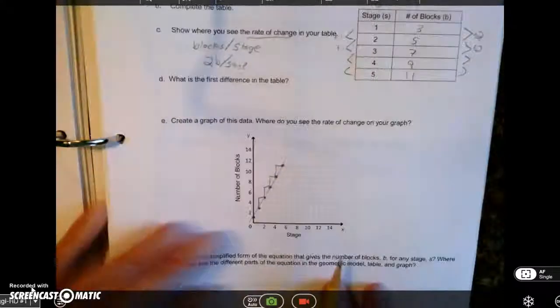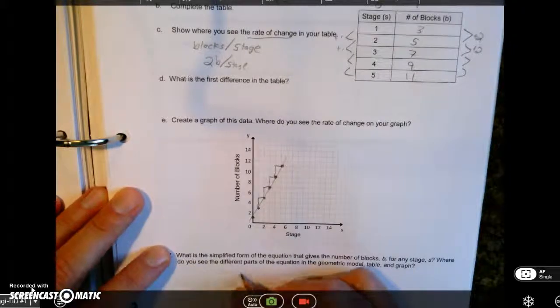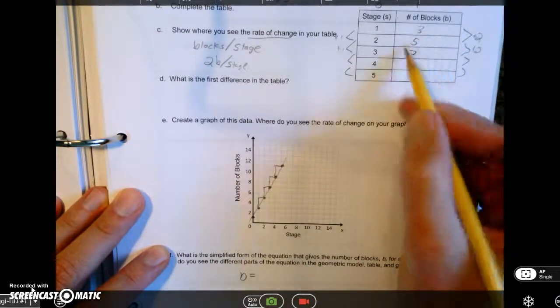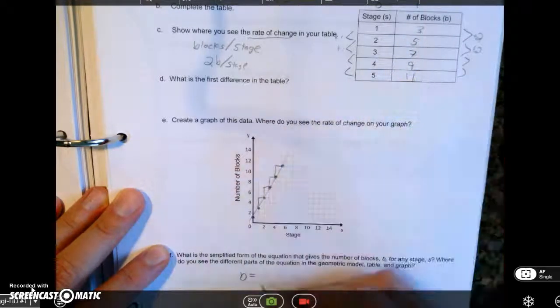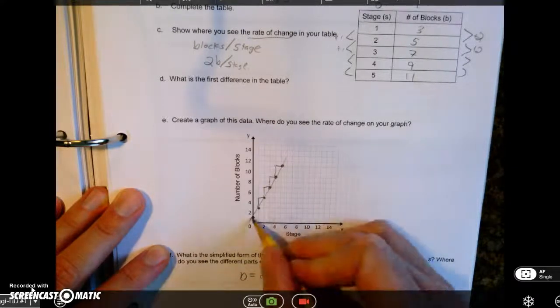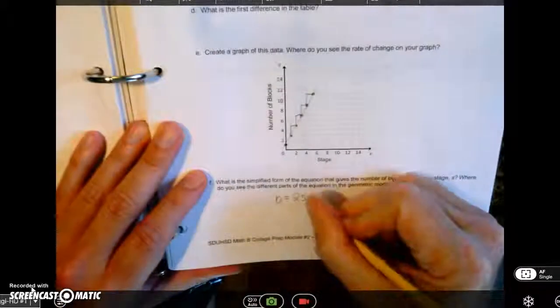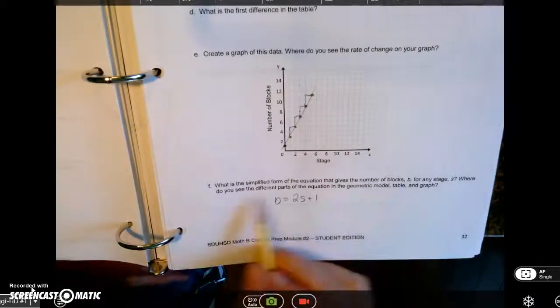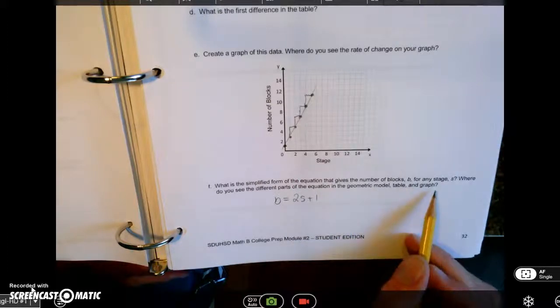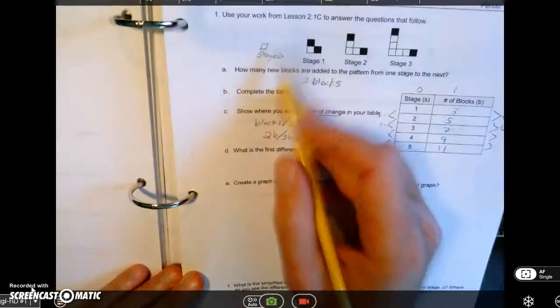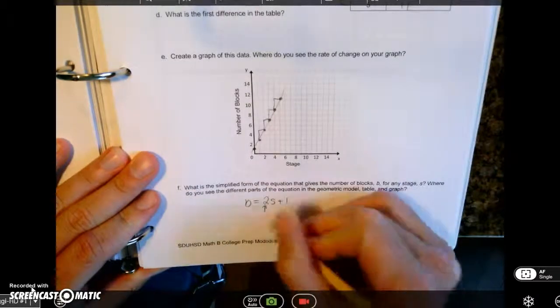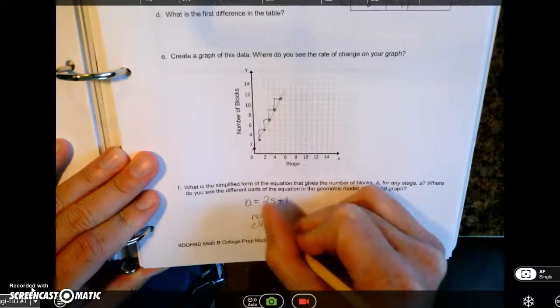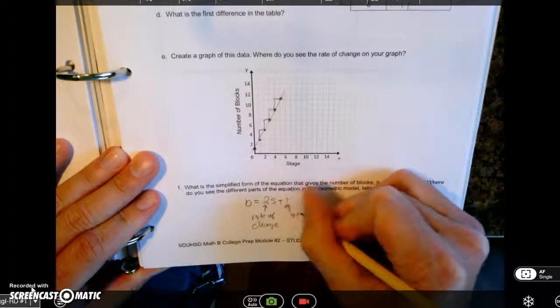Okay, the next question says, what is the simplified form of the equation that gives you number of blocks? If you remember, it's B equals, well, this right here, from 3 to 5 to 7 to 9, is our rate of change. So it's 2 times the stage, and it started with a head start of stage 0 up here. Stage 0 had 1 block. So B = 2s + 1. That's the equation. And then where do you see the different parts of the equation in the geometric model, table, and the graph? Well, the geometric model, that's this guy. The table, that's this guy, and the graph, that's this guy. So right there, that 2 is the rate of change. And right here, this is stage 0.